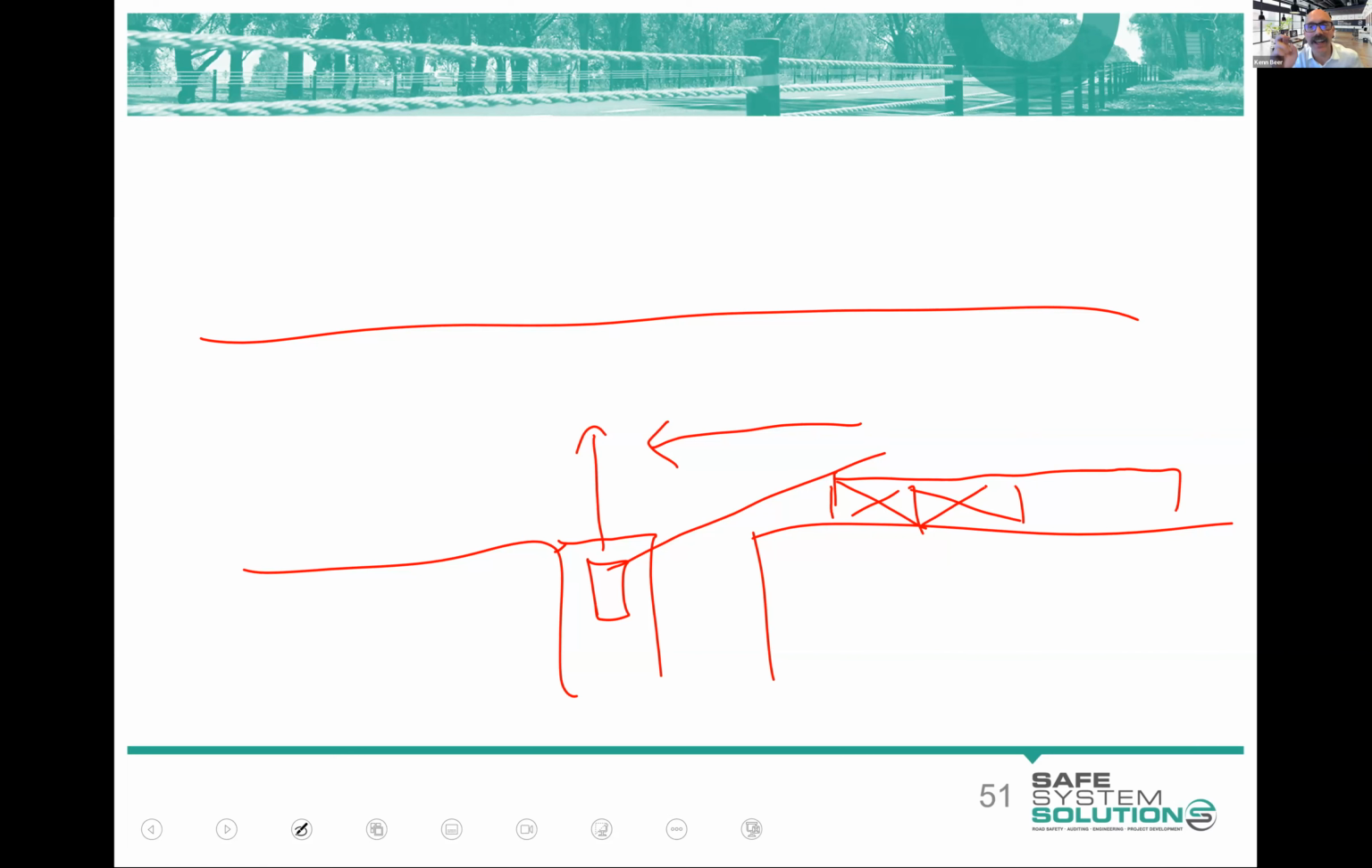Yes, we've eliminated the issue as such, but the crash can still occur, that right angle crash, at the same speed. It may be that instead of this driver making a bad choice because they couldn't see, they overshot this, they misjudged the speed of the vehicle, and we've still got this same crash type.